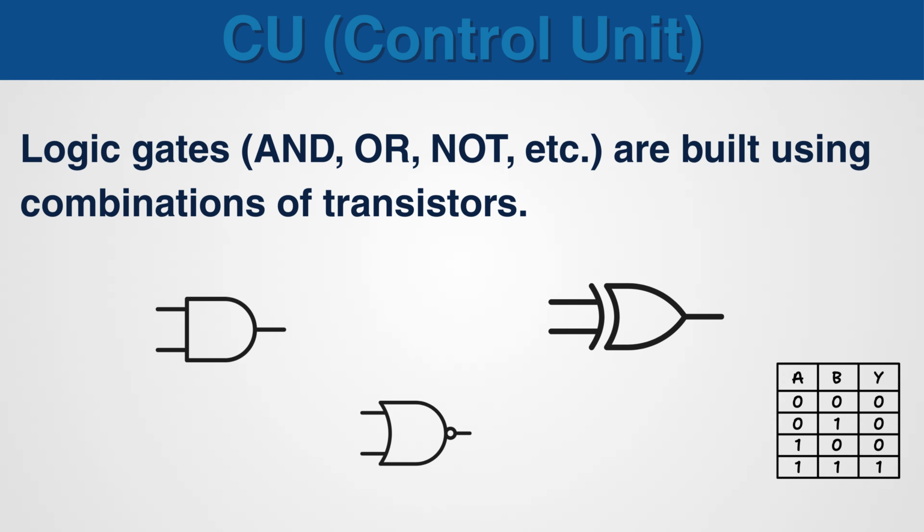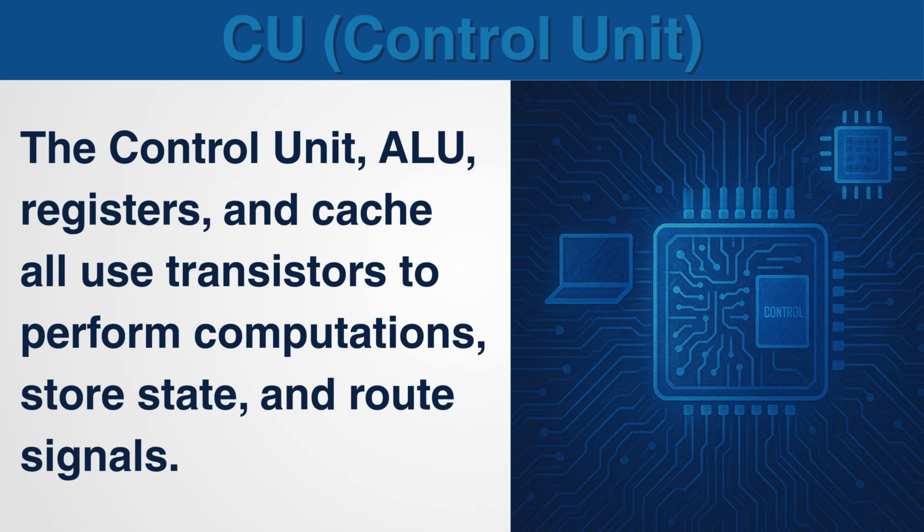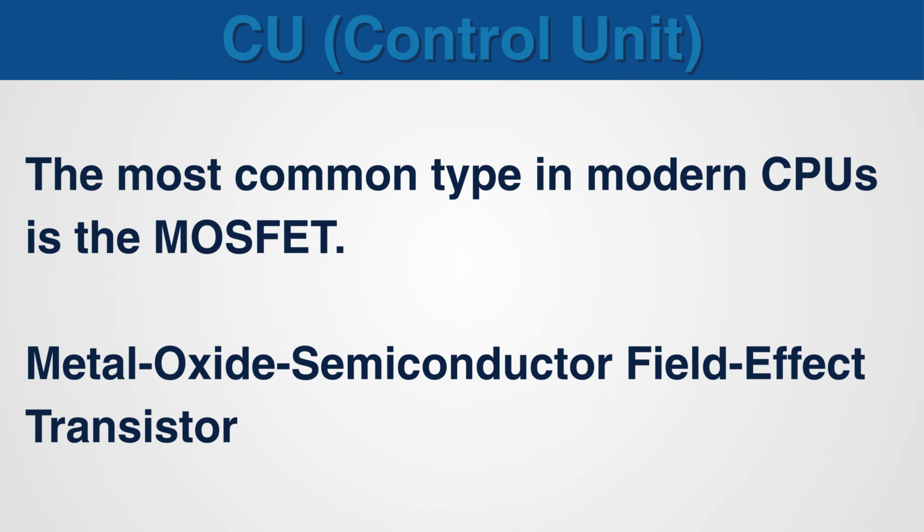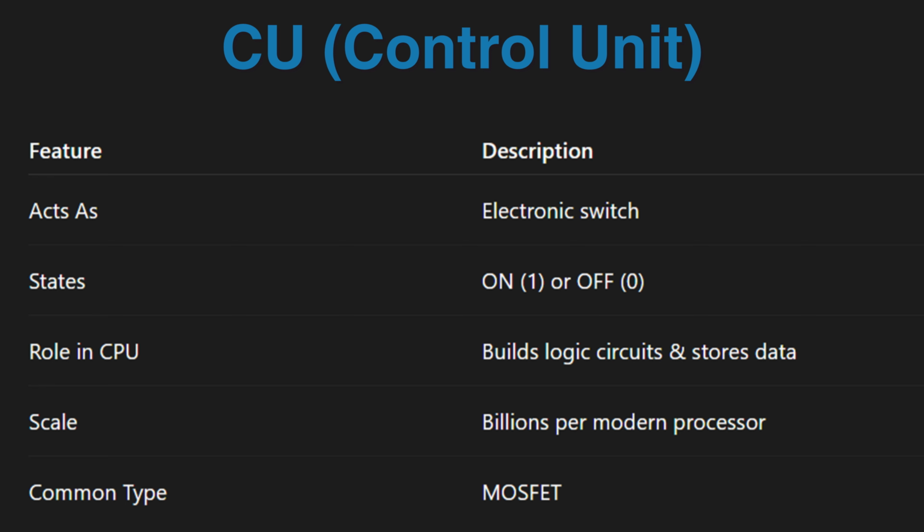Now, logic gates (AND, OR, NOT, NOR, etc.) are built using combinations of transistors. The control unit, ALU, registers, and cache all use transistors to perform computations, store state, and route signals. A modern CPU has billions of transistors, so the more transistors, the more complex and capable the processor. The most common type in modern CPUs is the MOSFET, which stands for metal oxide semiconductor field effect transistor. It's tiny, at nanometer scale, fast, and power efficient.